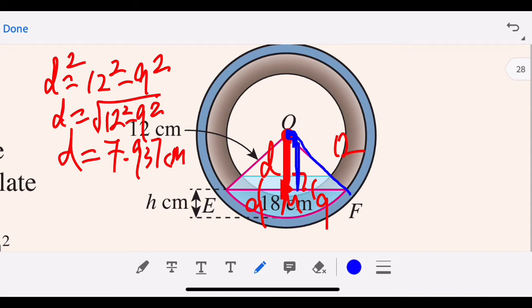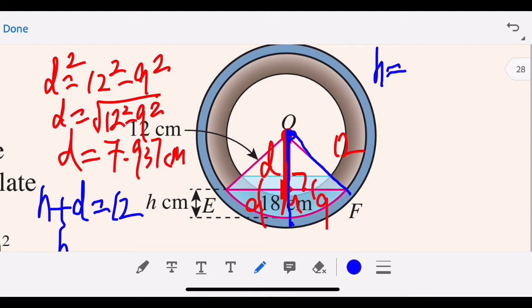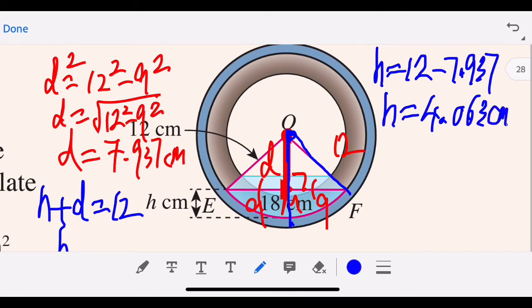Let me draw properly. Here to here will be 12, right? So in order to find h, h plus d is actually equal to 12. So that means the h can be calculated. H is just 12 minus 7.937. So the H is 4.063 centimeter. Got it? Understand?